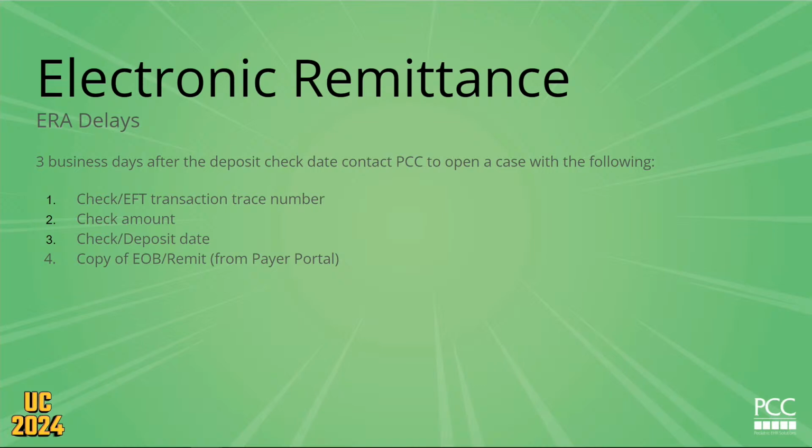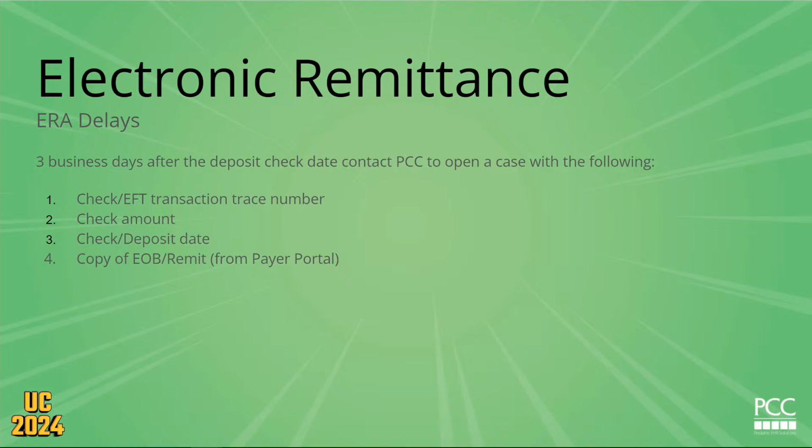Just more information on this, 3 business days after the check deposit date, you can open up a case by making sure you have the check EFT transaction/trace number. So if you have that trace number and you have that check, giving that information to us, this is basically how we can build the case. The amount for the check, the date that it was deposited, and I know this sounds crazy when you say, we don't have an ERA, and we say, well, give us a copy of the EOB. We don't have it. We ask that you go either if you have a paper EOB that has been mailed to your office, or if you have access to a payer portal to get that.